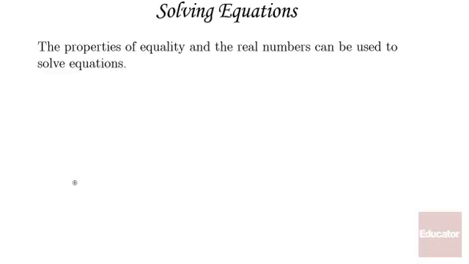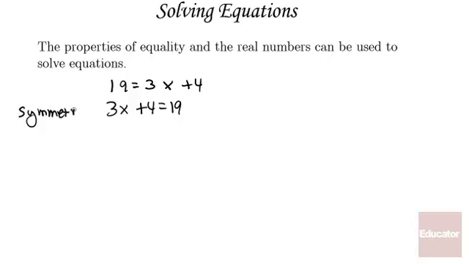So, for example, if I have 19 equals 3x plus 4, since usually we have the variable on the left, I can apply the symmetric property and just change this to 3x plus 4 equals 19. So that's the symmetric property that allows me to flip around the two sides of the equation.